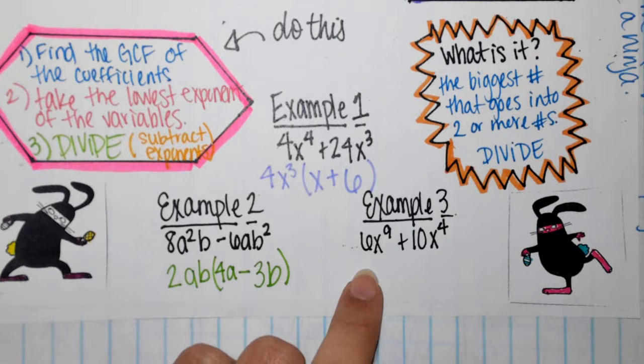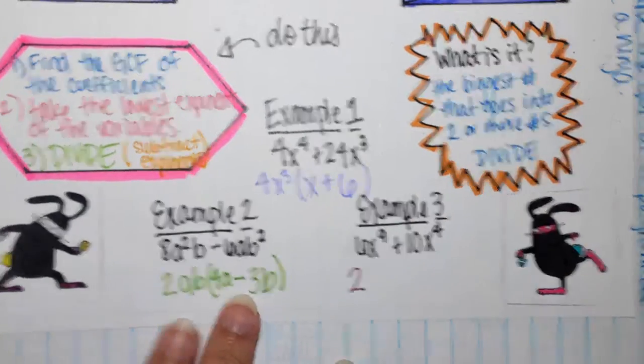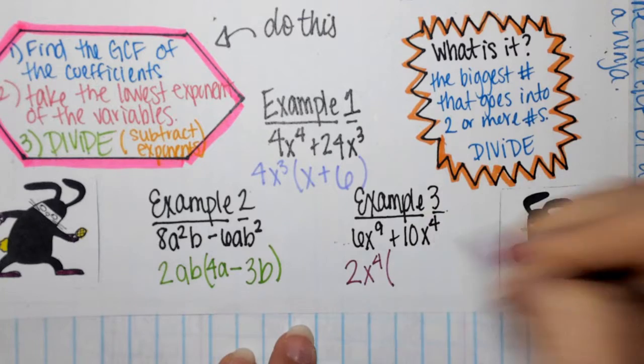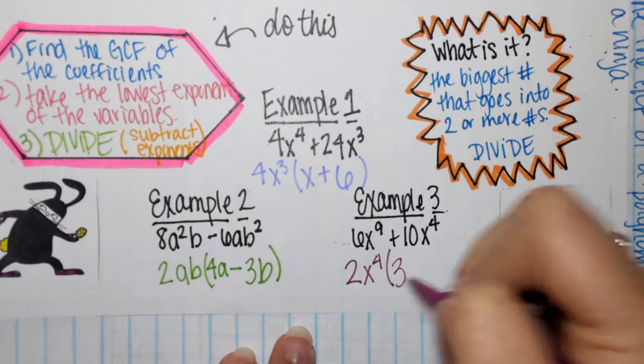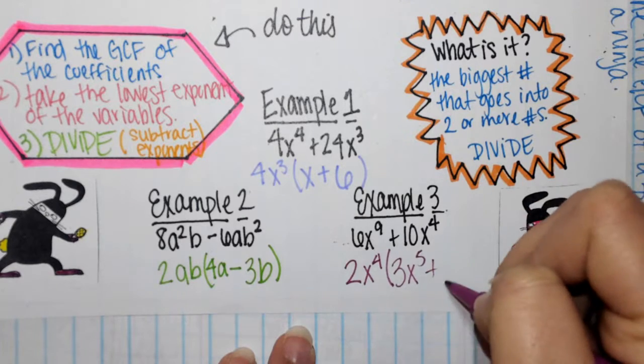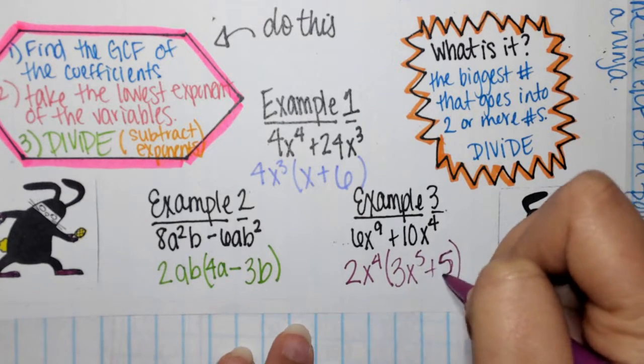Alright, what is the biggest number that goes into both 6 and 10? 2. Alright, what's your lowest exponent? 4. Alright, what's 6 divided by 2? 3. What's 9 minus 4? 5. What's 10 divided by 2? 5. And what's 4 minus 4? 0. Fantastic. Who got it right?